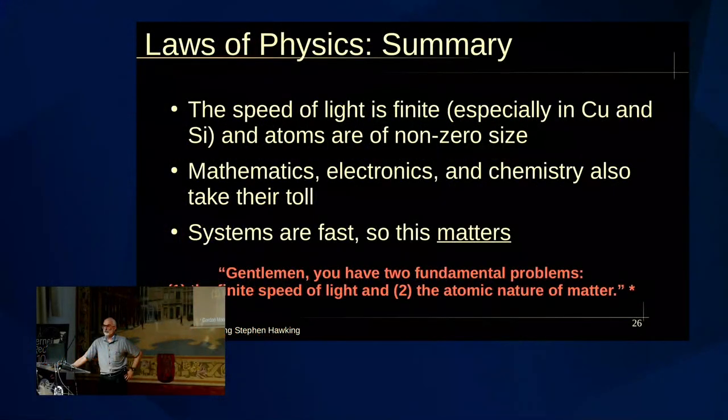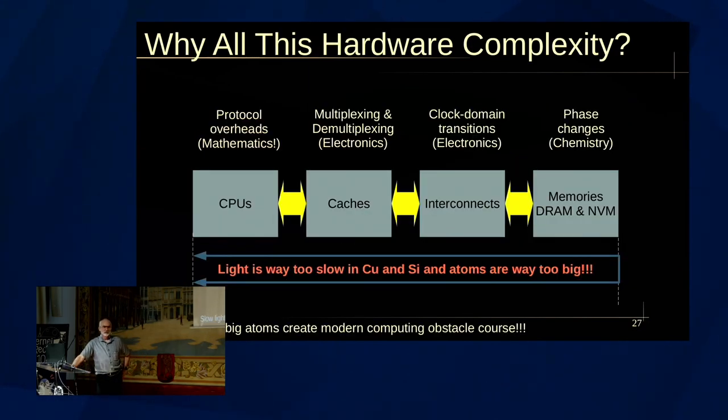On the other hand, if one of you figures a way around this, there might be a Nobel Prize waiting for you, okay? So you don't give up, but it may take some proving. So why do we do all this? Okay, well, we've got slow light, big fat atoms.